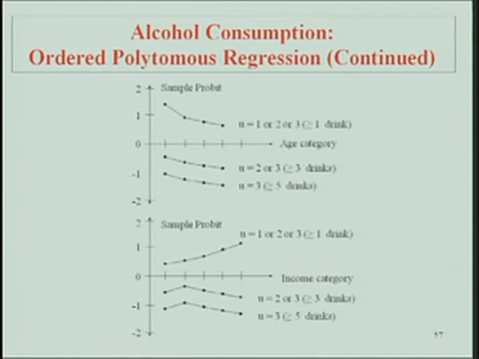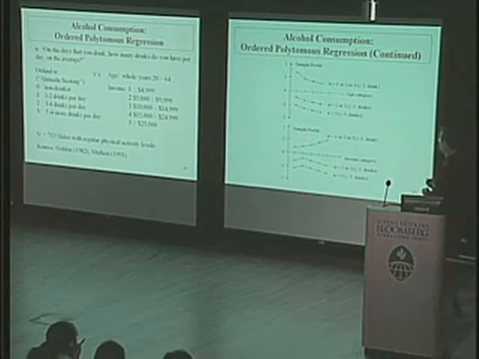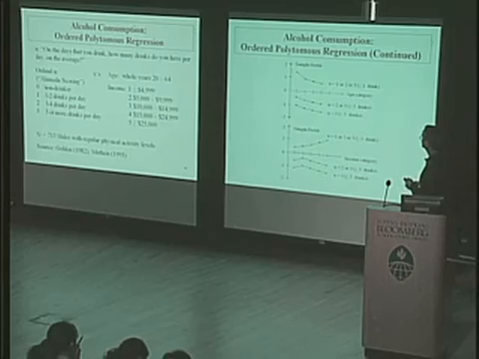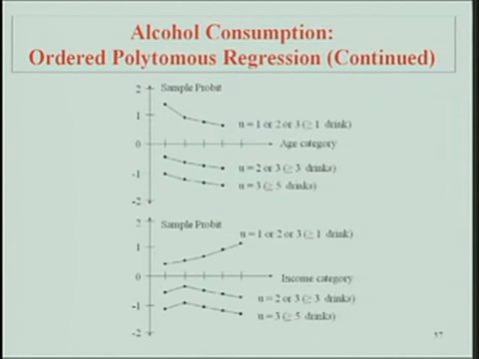So here, this is from my book chapter, sample probit plotted against age at the top and against income at the bottom. It's a way to check the model assumptions. So you can plot the sample probit for u equals 1, 2, or 3, u equals 2 or 3, or u equals 3. So these are the accumulated events. And if the model is right, those probit curves for those 3 events should be parallel. We talked about parallel curves for the probits.